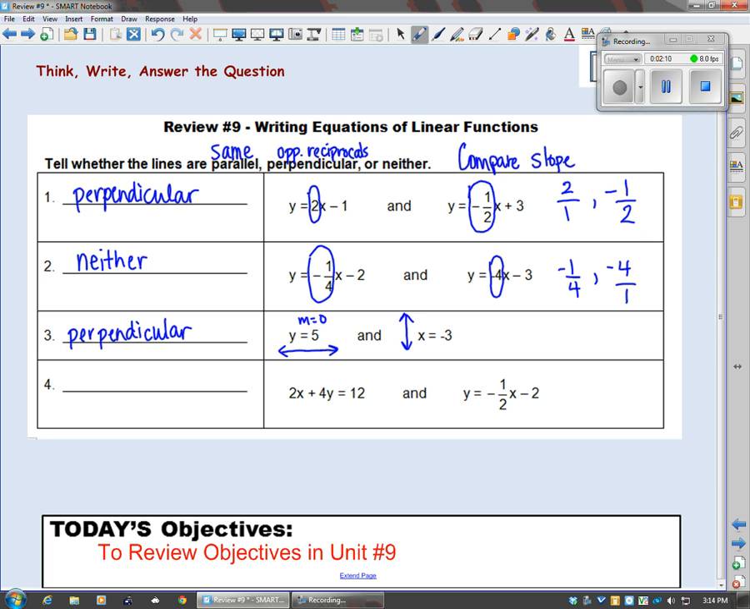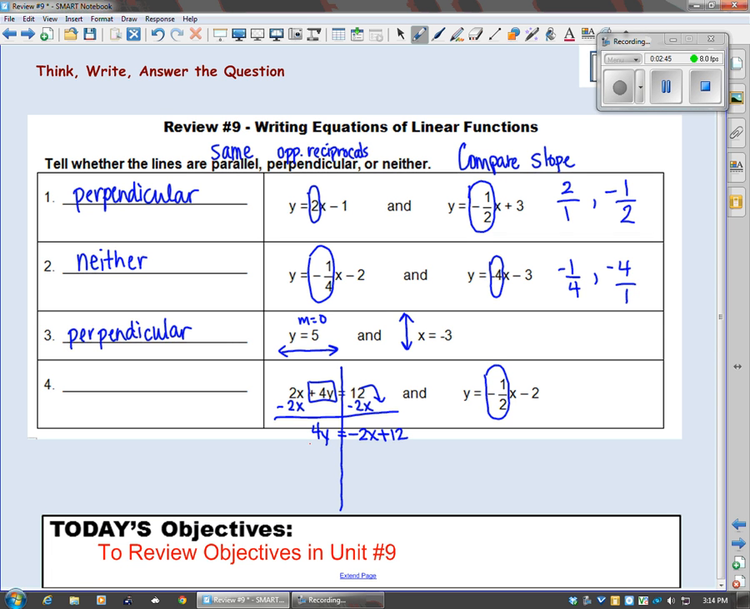And then number 4 requires us to do some work before we can compare. I can see the slope of the second equation, but the first equation does not have y by itself just yet. So this is where we do the free falling thing, okay? Cross the line, change the sign, free falling. If you would like to show the work, let me box my y. We're going to take away the 2x. So we get 4y equals negative 2x, the 12 free falls, plus 12.